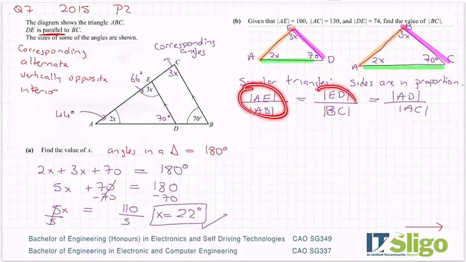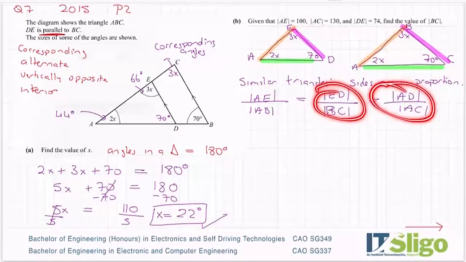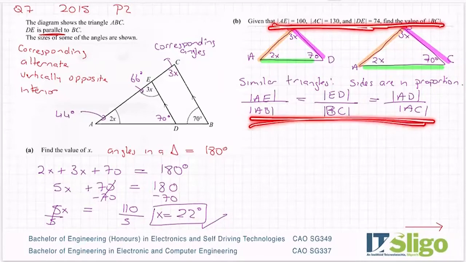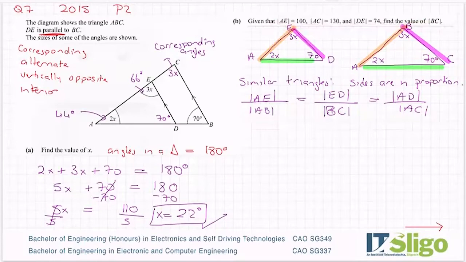You only typically use 2 bits of it at the one time, not all 3. Which 2 bits do you use? Well, it depends on the information they give you in the question. So let's fill this information into our theorem that we've set up here and see what we get. The first one I have is AE is 100. So there's my AE, so let's replace that with 100.